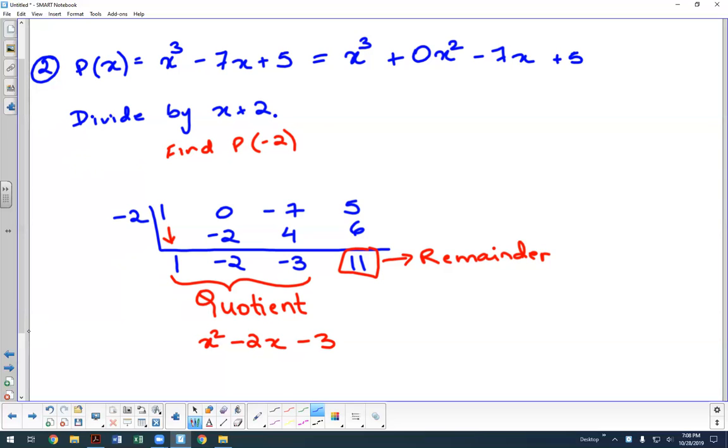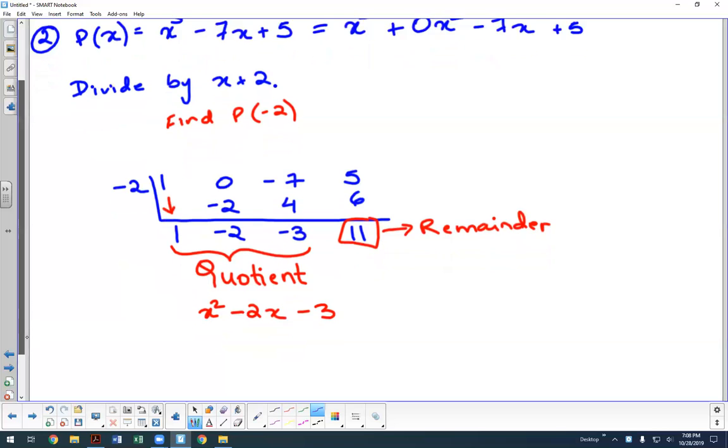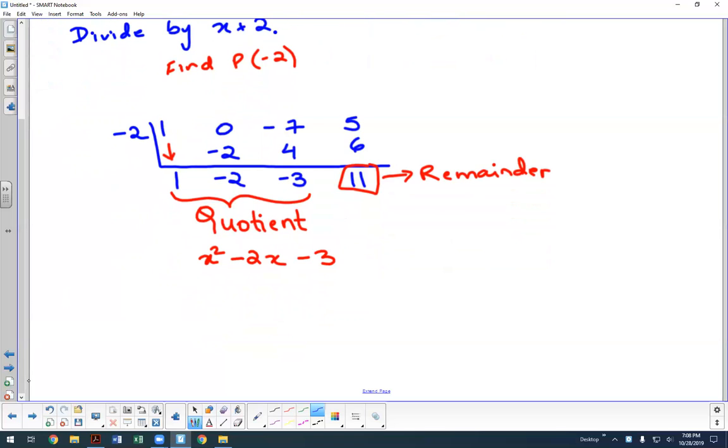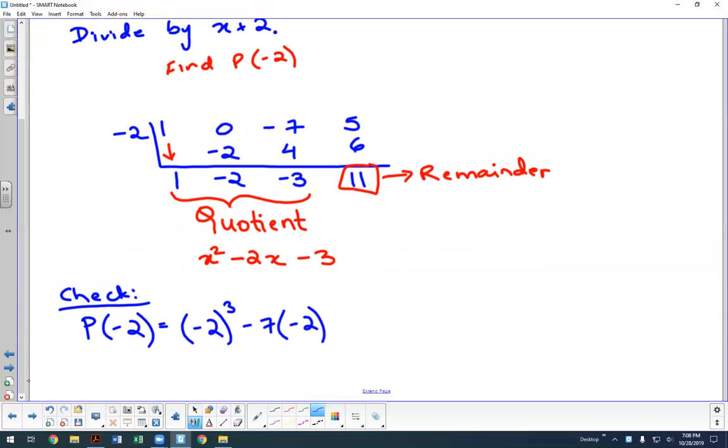If you want to be sure that we did this calculation correctly, that our synthetic division is correct, we didn't mess up our signs or our math, let's do a quick check. So this is where we're going to find p of -2. Again, our polynomial is x to the third power minus 7 times x plus 5. And we want to make sure we get the same remainder based on our remainder theorem here.